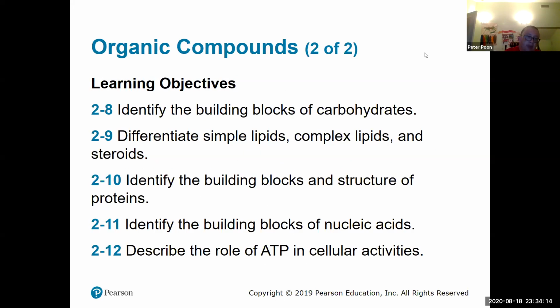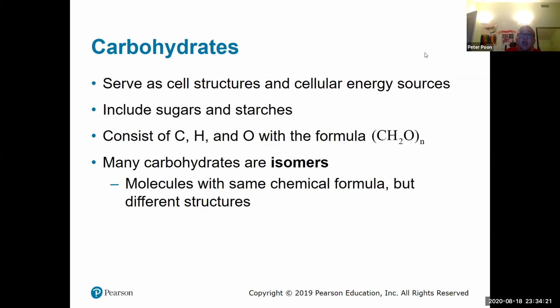So the building blocks of carbohydrates. Carbohydrates serve as cell structures or sugar energy sources, and include sugars and starches. Carbohydrates always have the formula CH2O n. So carbohydrate, carbon and water. Hydrated carbon.